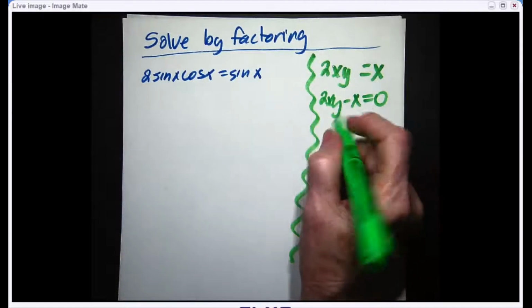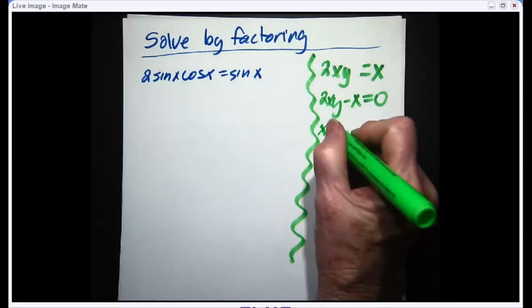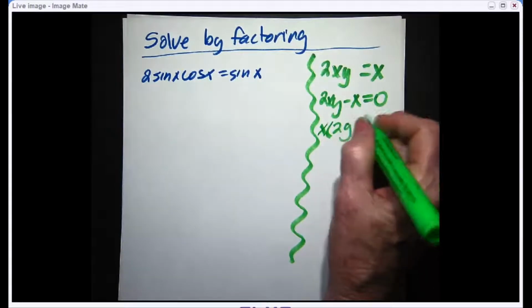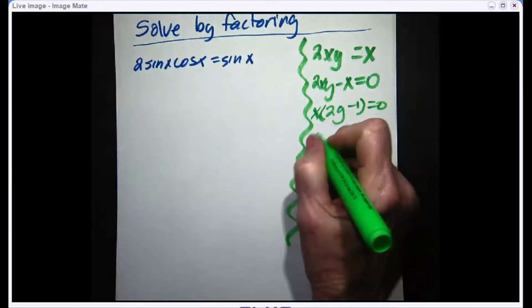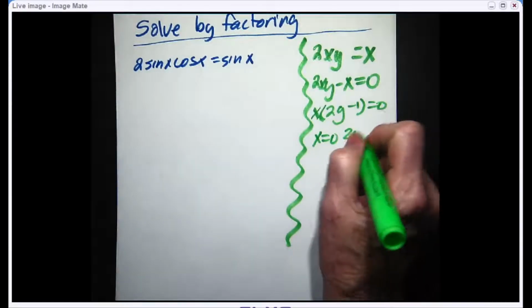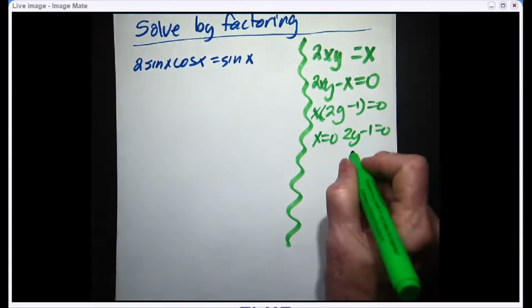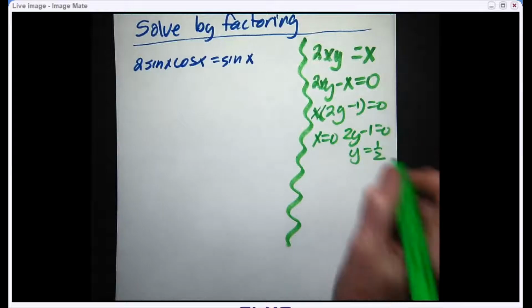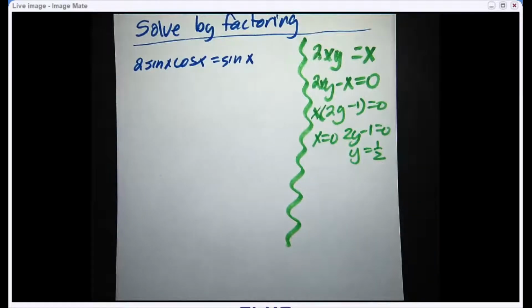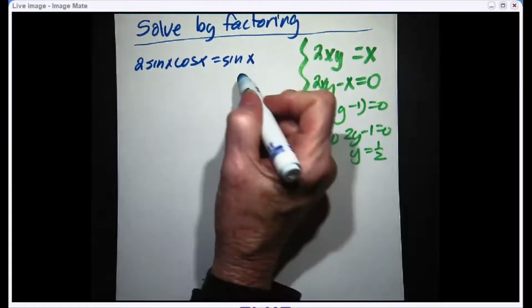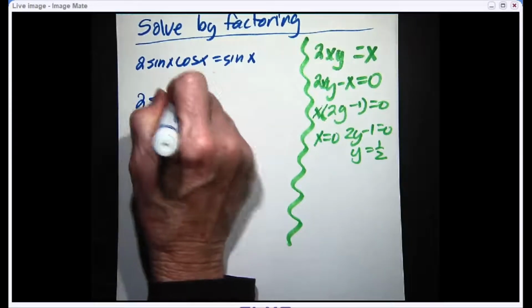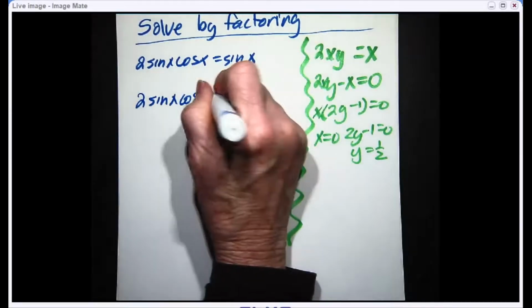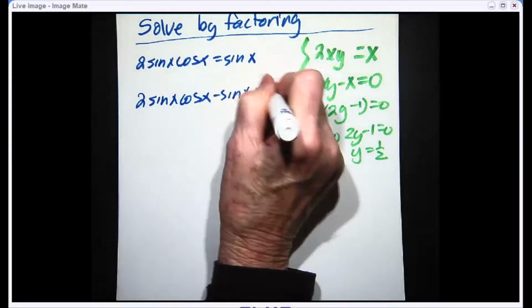Then you would factor what they had in common. So x times 2y minus 1 equals 0. Then you would set each piece equal to 0, and then you would solve each piece. The same is going to work for this one. I'm going to move sine over to the other side. So 2 sine x cosine x minus sine x is equal to 0.